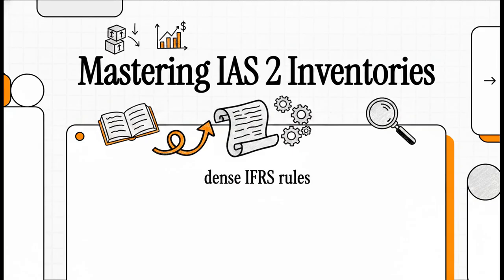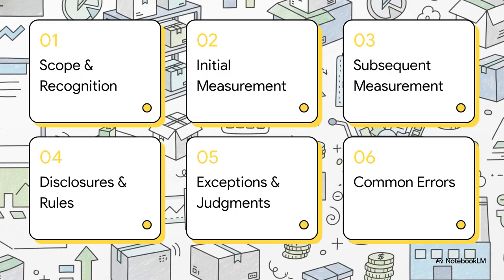If you deal with financial reporting, you know that how a company accounts for its inventory can drastically alter its reported profitability. Today, we're stripping away the academic fluff and getting straight to the core mechanics of International Accounting Standard 2. Here is our minimum coverage checklist for today: scope, objective, and recognition, initial measurement of inventories, subsequent measurement and expense, disclosures and standard interactions, exceptions, judgments, and estimates, and finally, common application errors.